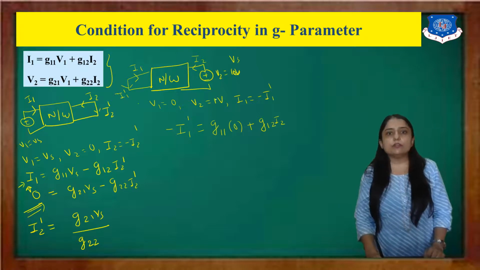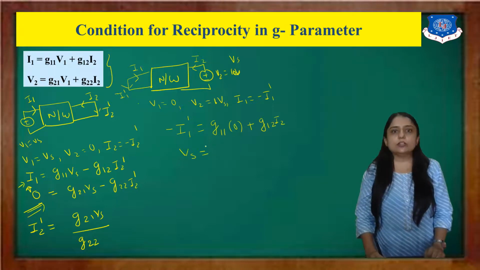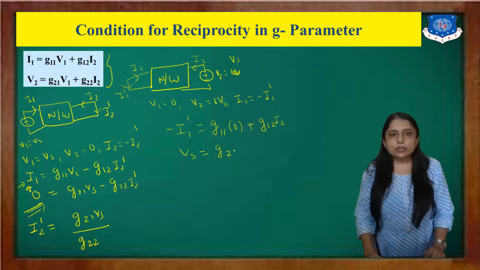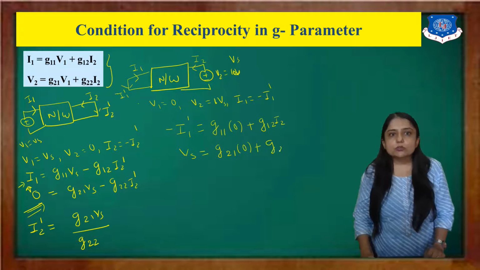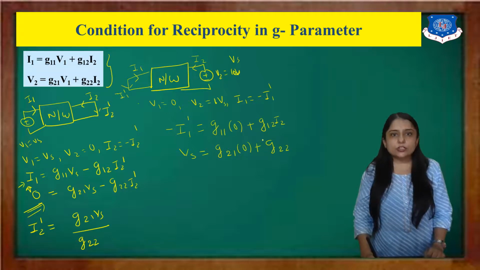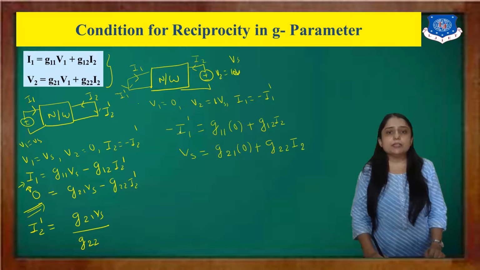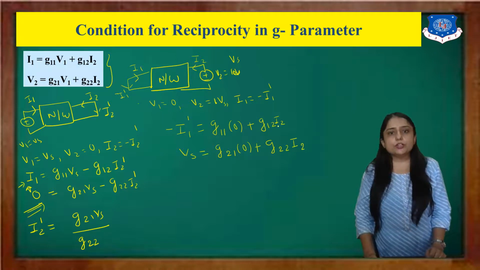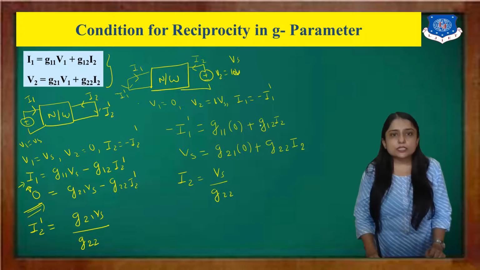Alright, instead of V2, what we will consider here is Vs. So Vs equals G21 into 0 plus G22 into I2. Here I have a dash parameter, but if I want to find out the value of this parameter, then I have to substitute the value of I2. So the value of I2 is Vs divided by G22. Now substitute this value in this equation.